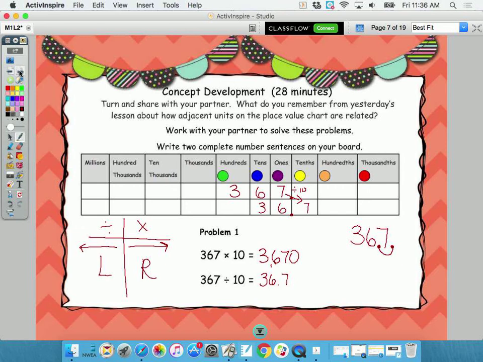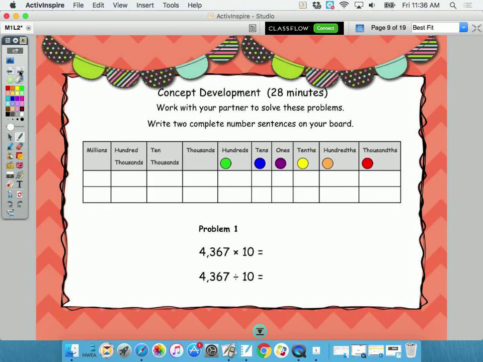Okay, so let's go to the next part of problem 1.